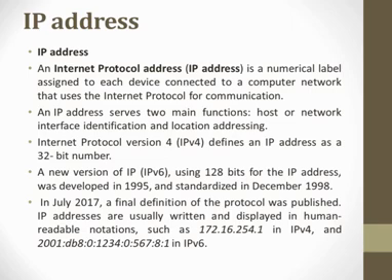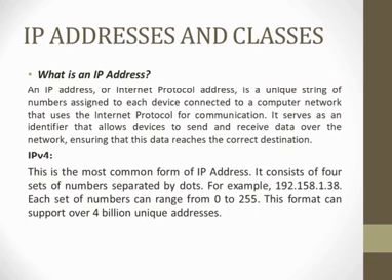IP addresses are usually written and displayed in human readable notation such as 172.116.254.1 in IPv4, whereas in IPv6 it takes 64 bits instead of a 32-bit number, so it consists of some hexadecimal notations in the IP address. And then next we are going to see about the IP addresses and classes.